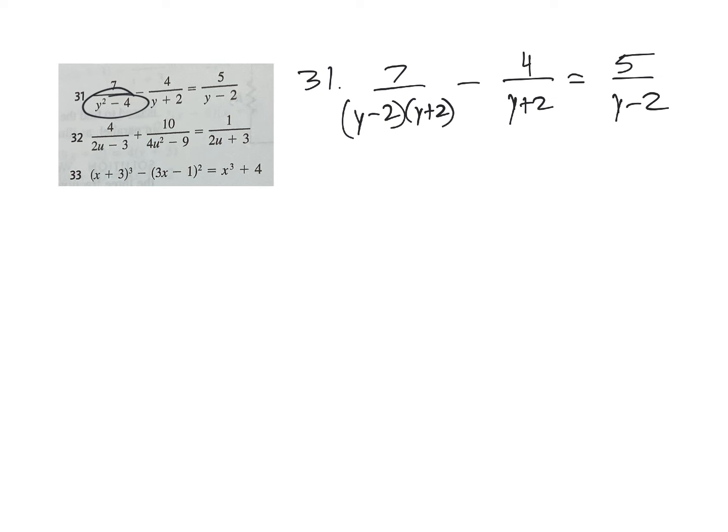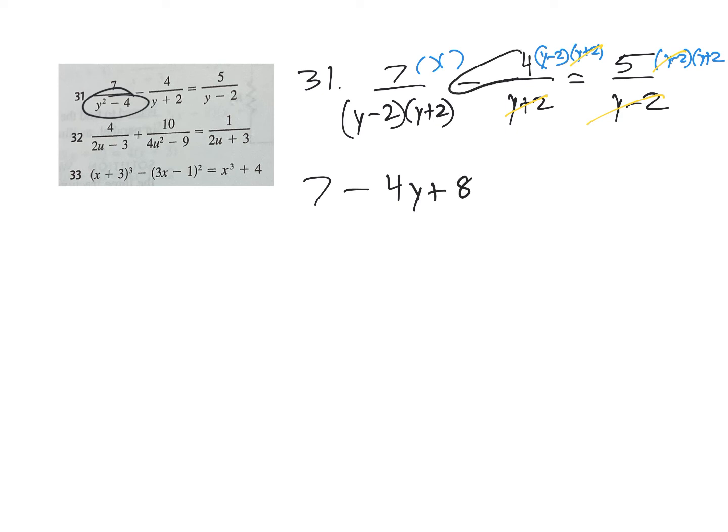So I'm going to multiply the top by that, which is going to be the same thing as what I have in the denominator there. I'm going to multiply the top by y minus 2, y plus 2, and y minus 2, y plus 2. And what happens is the y plus 2's reduce on that one, and the y minus 2's reduce with this one. And we end up with 7 minus 4y plus 8. And why is it plus 8?